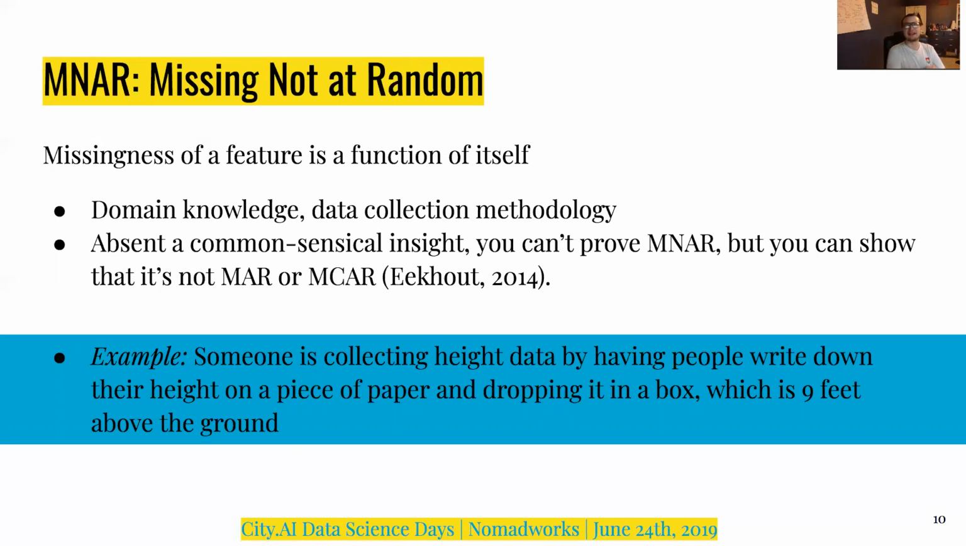So an example of this is if I'm collecting height data, data about people's heights, and I'm doing it by having them write it on a piece of paper and drop it into a box, right? But then I put that box 9 feet off the ground. So what's this going to do? Well, it's going to systematically exclude short people from the data, right? People who can't reach up to 9 feet to drop the data in, they're going to be missing. So the missingness is going to be told by essentially the feature, the variable height itself.